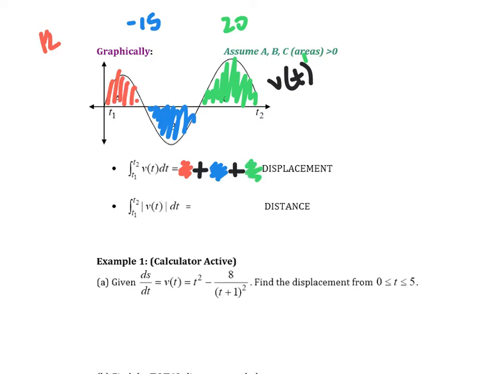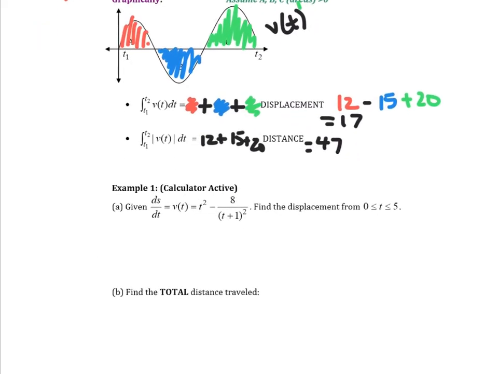Okay, which would be 12 minus now, recall that it's negative 15 plus 20. Alright, which looks like it'd be, what, 17? So our displacement is 17 units. Our distance, though, would be 12 plus 15 plus 20, which would be 47. So a total distance traveled is different than displacement in that way.